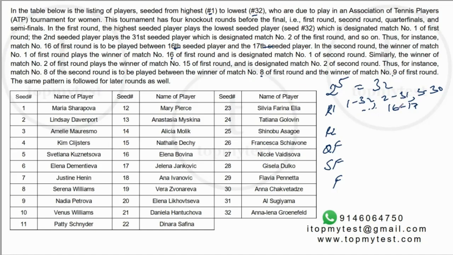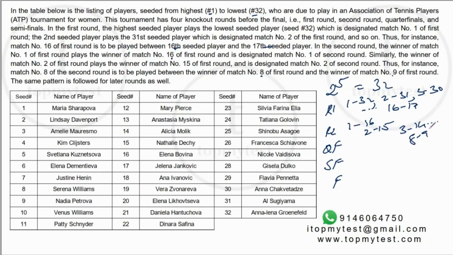Now, assuming that the top 16 seeds win, that's the point of seeding, you are expecting them to win. That's why they are higher seeded. So 1 to 16 will be available, 17 to 32 will go away. So 1 will play 16, 2 will play 15, 3 will play 14, and so on till 8 will play 9.